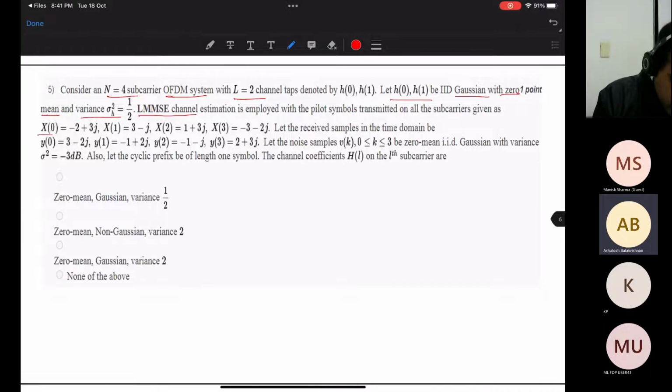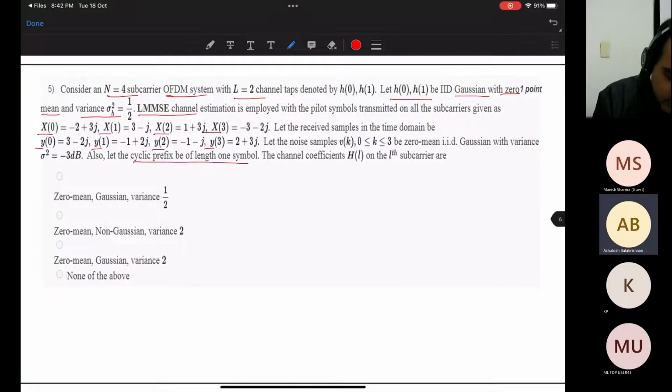So we are given the frequency domain symbols which are loaded on the subcarriers X0, X1, X2, X3. And in the time domain, we are given what has been received. So this is small y 0, 1, 2, 3. And cyclic prefix is 1. Okay, so the coefficients HL on the Lth subcarrier. Okay, so this is what we have been asked.